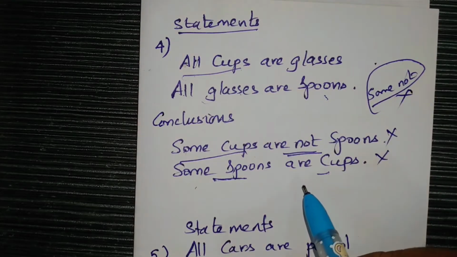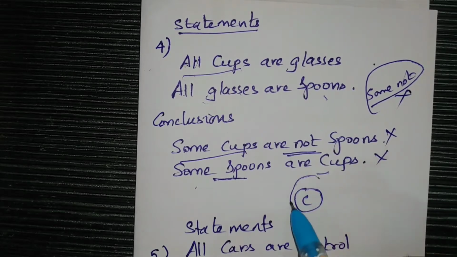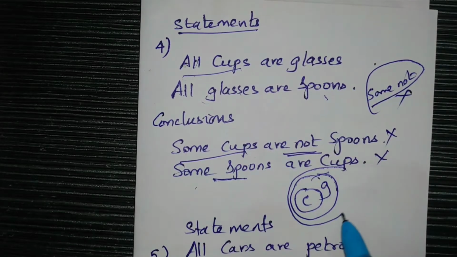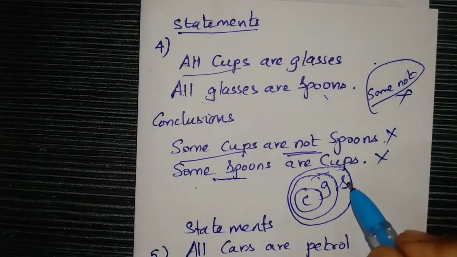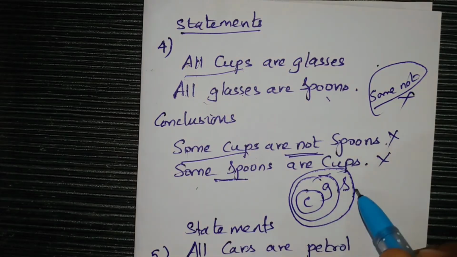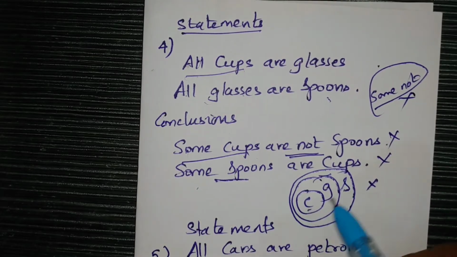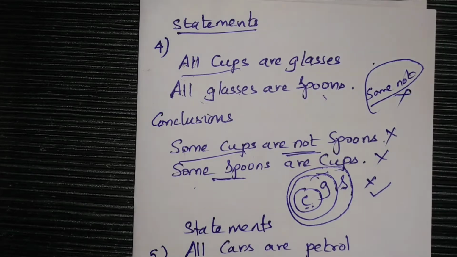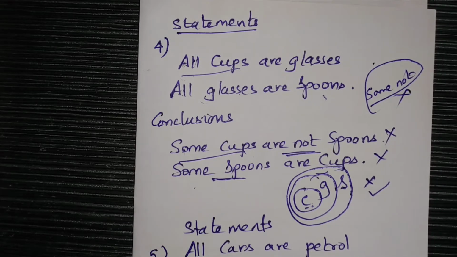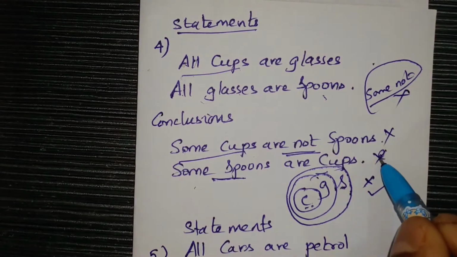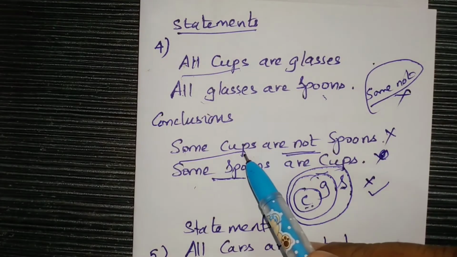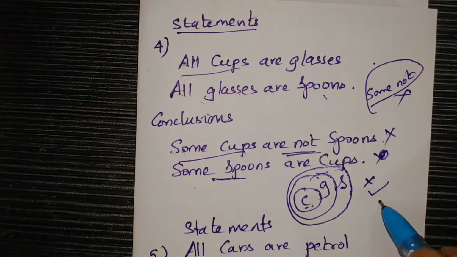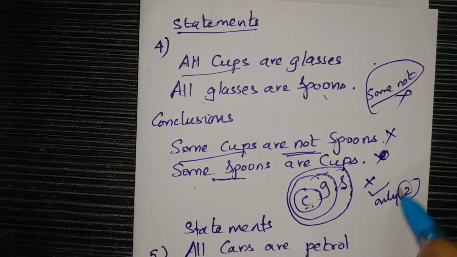Let us see. All cups are glasses. All the glasses are spoons. Some cups are not spoons. Does not follow. Some spoons are cups. Second one, some spoons are cups, follows. Second one follows. First one, some follows, some not, does not follow. Only two follows.